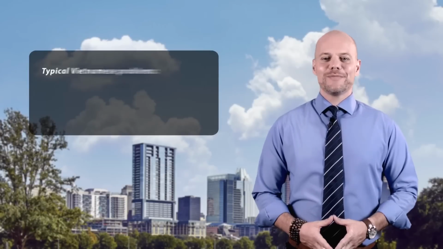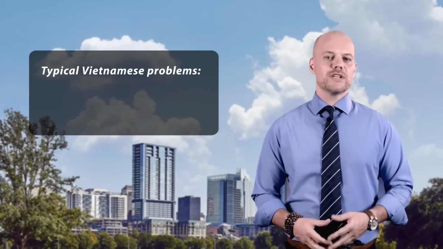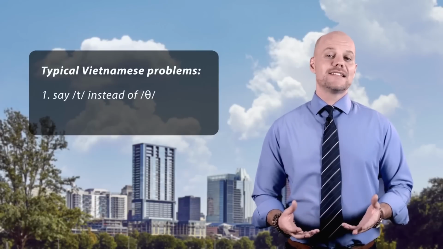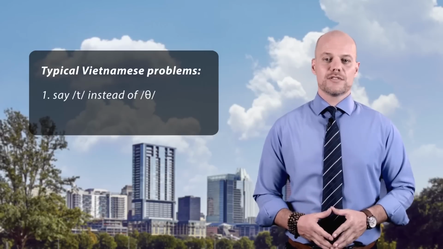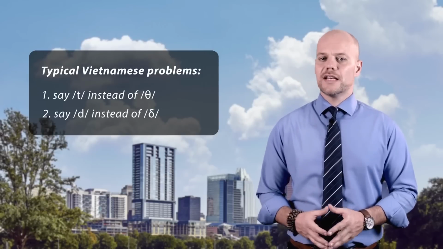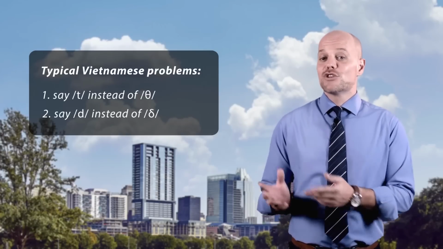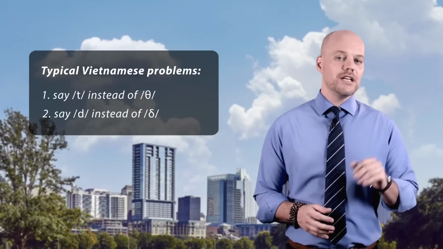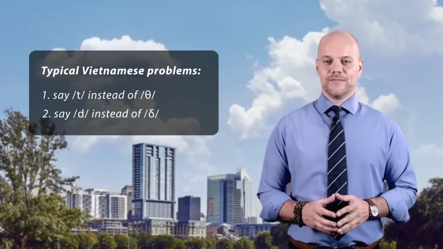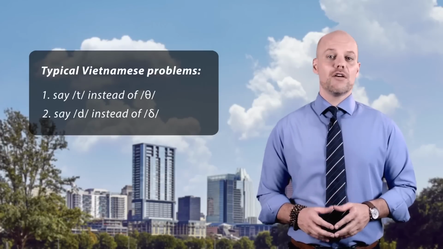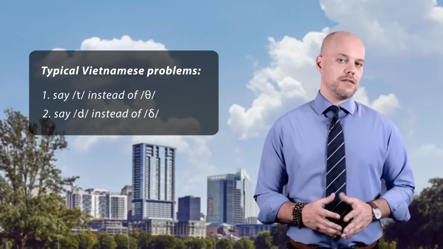The typical error that Vietnamese people make with the th and the th sounds when speaking English is that they say a t sound when they should say a th sound, and they say a d sound when they should say a th sound. So they will say tree instead of three, and tanks instead of thanks, and day instead of they, and breed instead of breathe.